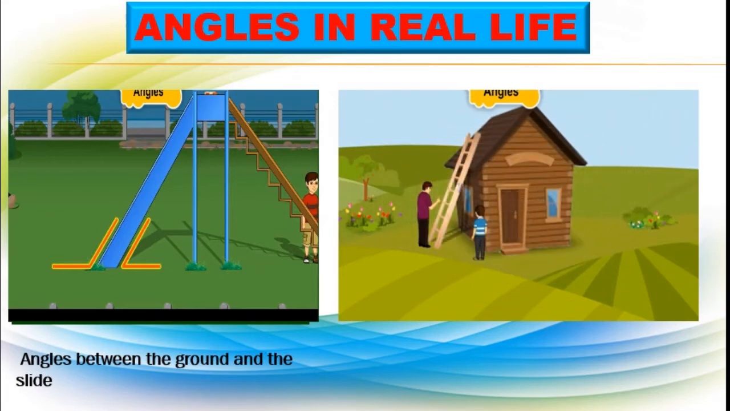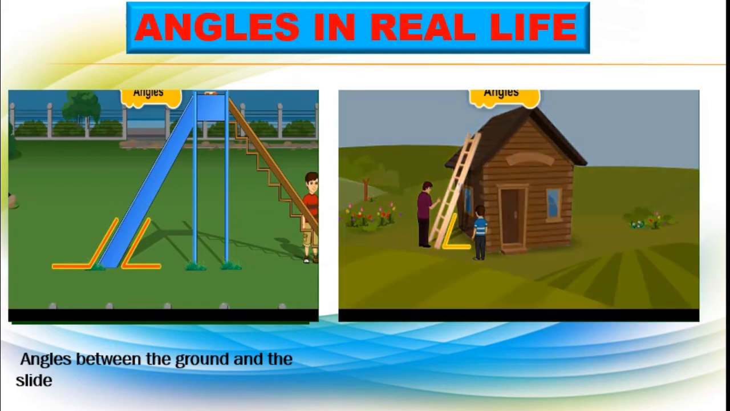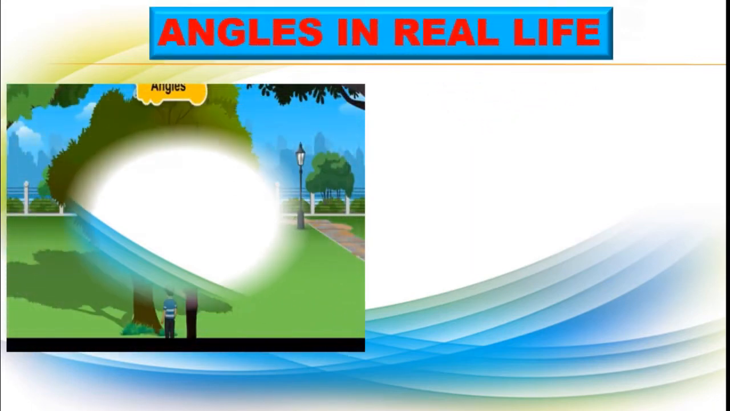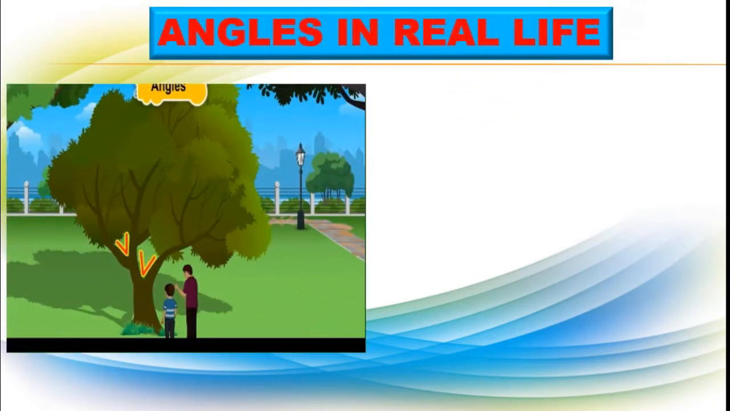In one more picture we will see a house and a ladder. Here also, where the ladder and the ground meet, there we can see the angle. See this. Here we can see angles formed between the tree trunk and its branches. You can see two angles are formed in two places, between the branches and the tree trunk.